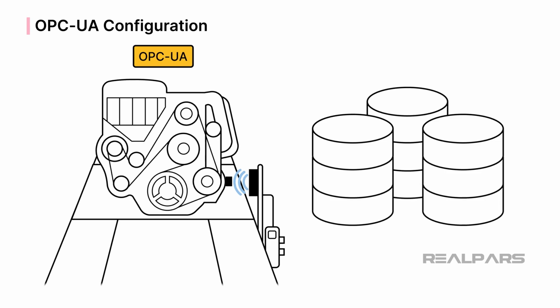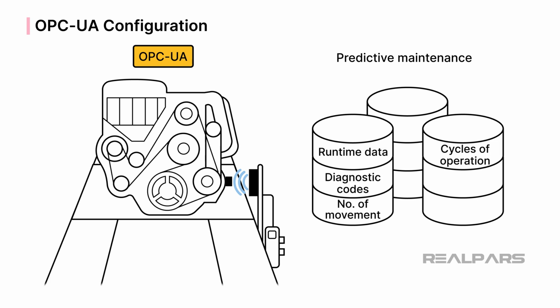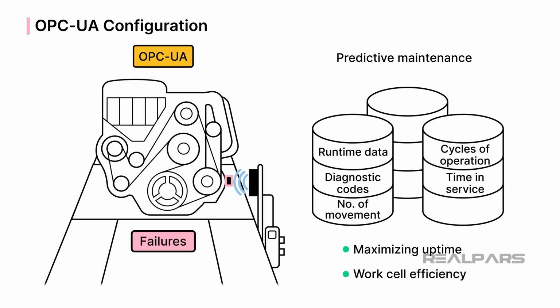A very important function OPC-UA can assist with is predictive maintenance. Collection of runtime data, diagnostic codes, number of movements or cycles of operation, and time in service are used to determine when failures in production equipment may occur or need routine maintenance. Accessing historized data via OPC-UA can help determine optimal maintenance cycles, thereby maximizing uptime and work cell efficiency.